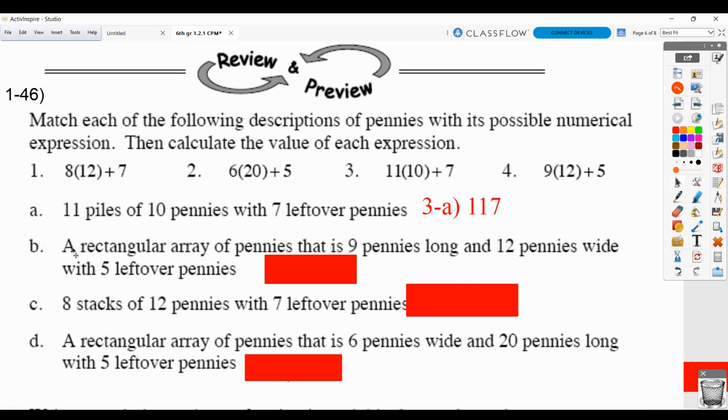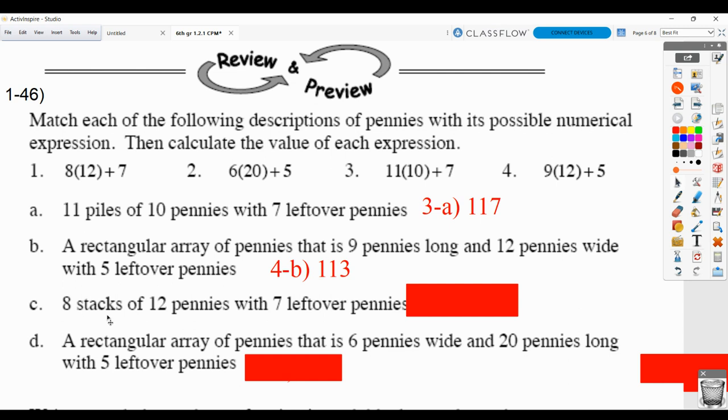The next one is a rectangular array of pennies that is 9 pennies long and 12 pennies wide, with 5 left over. So we're looking at this fourth one, 9 times 12 plus the 5. So 4 would be the next one, and specifically it would be 113 cents. 9 times 12 is 108 plus the 5.